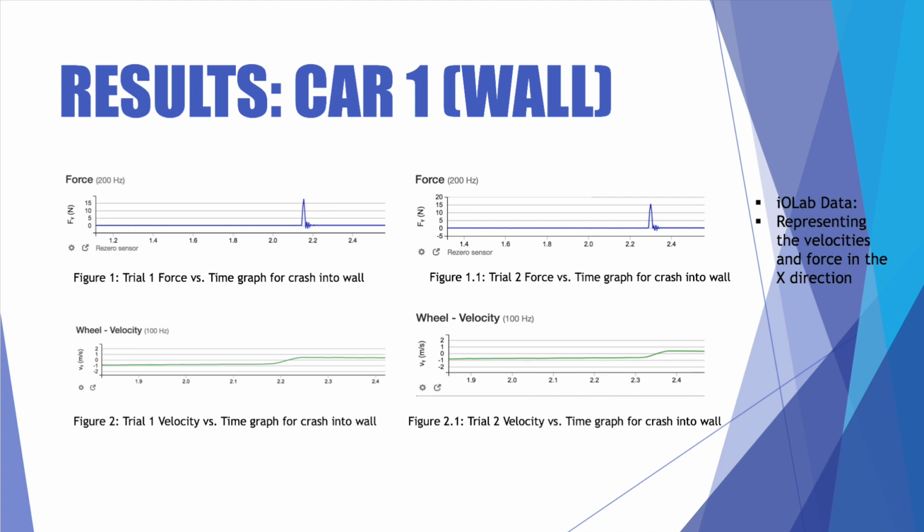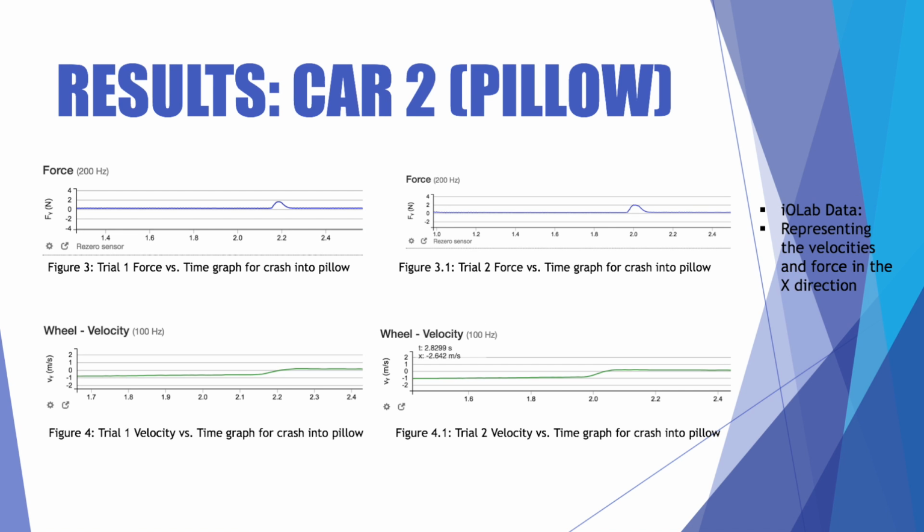Here we have the results from the car hitting the wall. As you can see, there is a very strong force that is acted on the car after the impact. You can also see that the change in velocity is not very great from the car hitting the wall. Here we have the results from the car hitting the pillow. As you can see, the force that is acted on the car after the crash from the pillow is not very strong. You can also see that the change in velocity here is much greater than the change in velocity from the car hitting the wall.